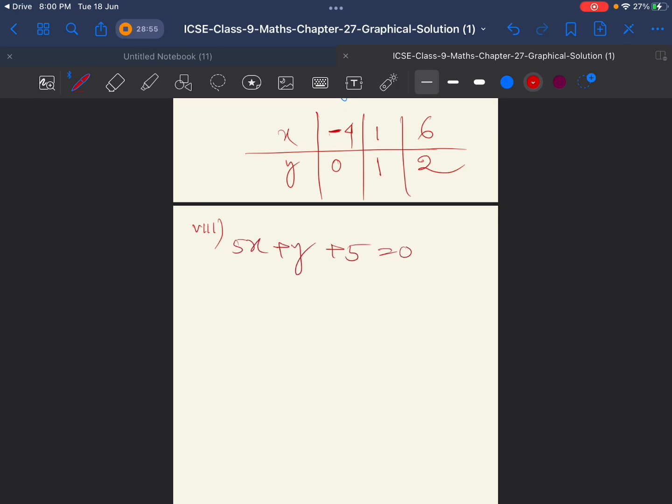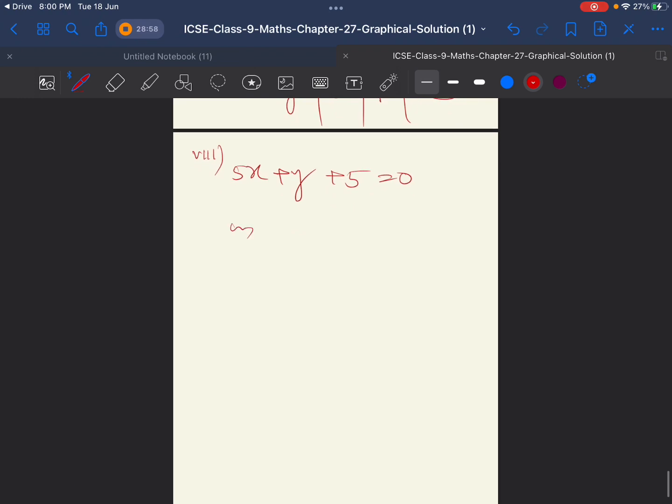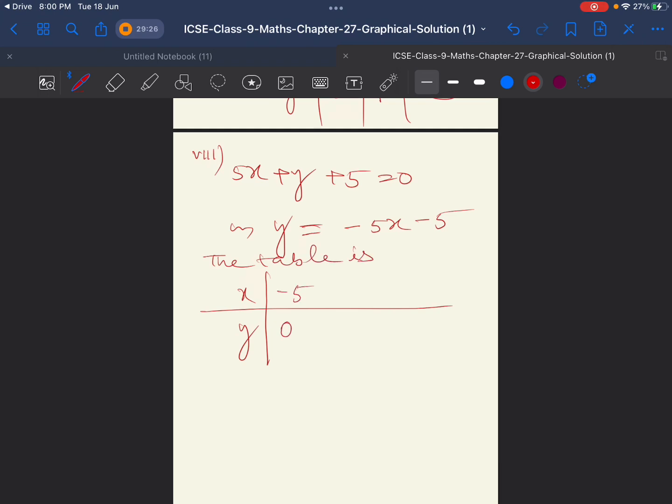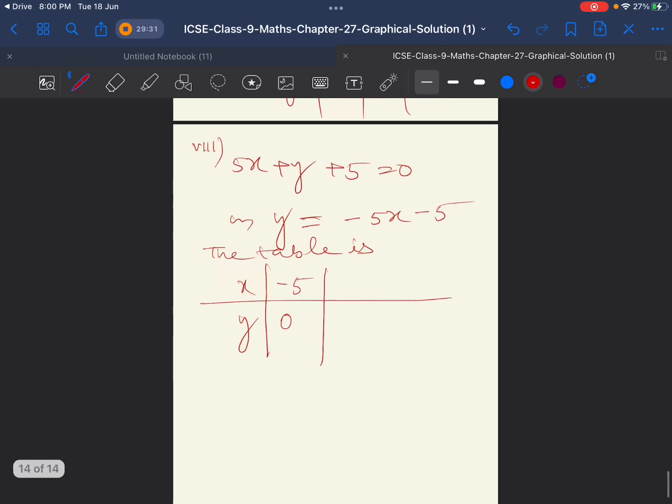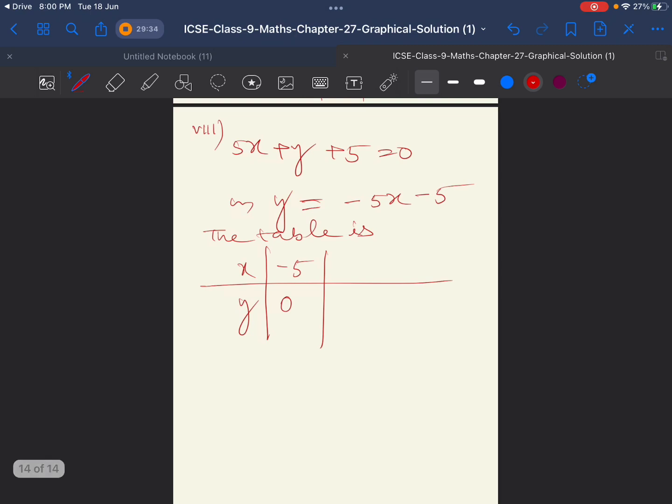Now question number 8. 5x + y + 5 = 0. So we make y the subject, then we get y = -5x - 5. Now we make a table. Here the table is: if we take x = 0 then y = -5.